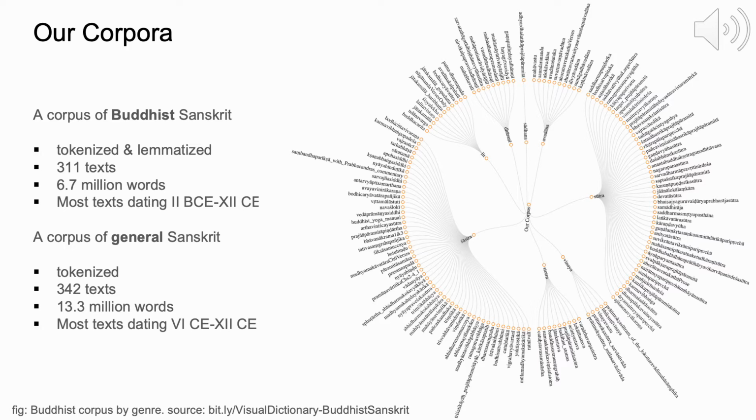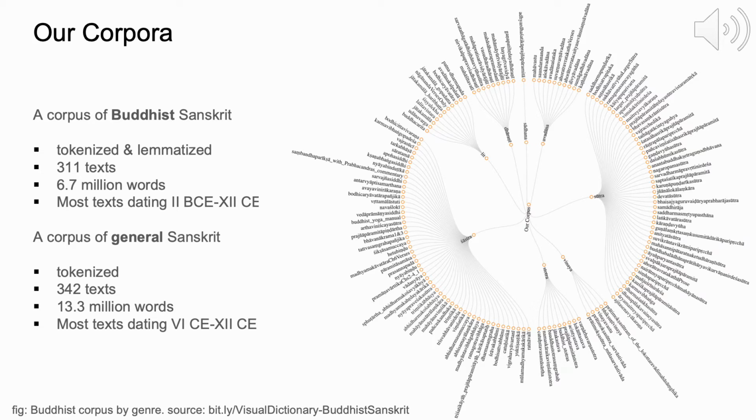We used two corpora, both rather small. One is the Buddhist Sanskrit corpus itself, which is about 6.7 million words and comprises texts mostly dated from the period between the 2nd century before the Common Era up to the 12th century. It includes various genres, but as the figure here shows, most texts fall into the categories of sutra and shastra, that's to say, scriptures and philosophical treatises.